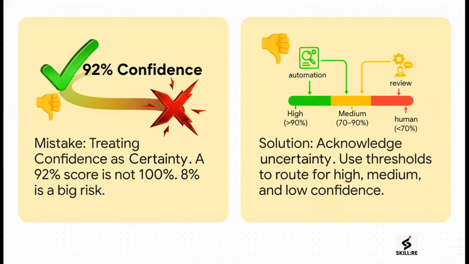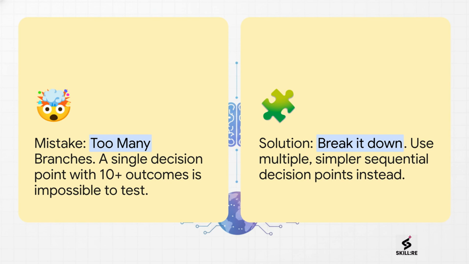All right, mistake number 1, treating confidence like it's certainty. The AI tells you it's 92% sure, and you think, awesome, 92%. But hang on, that means there's an 8% chance it's flat out wrong. Now, if we're just tagging photos, who cares? But for a high-stakes business decision, an 8% error rate is a massive risk. The solution is to embrace the uncertainty. Use those thresholds we talked about. High confidence, automate it. Medium, get a human to glance at it. Low, escalate.